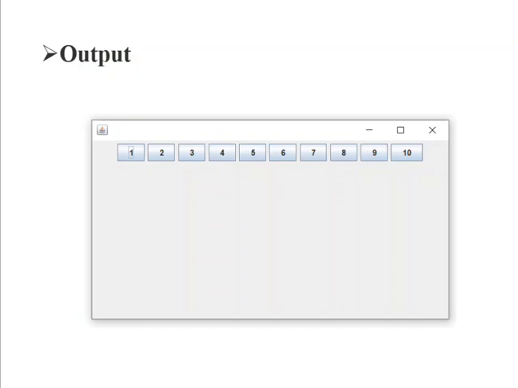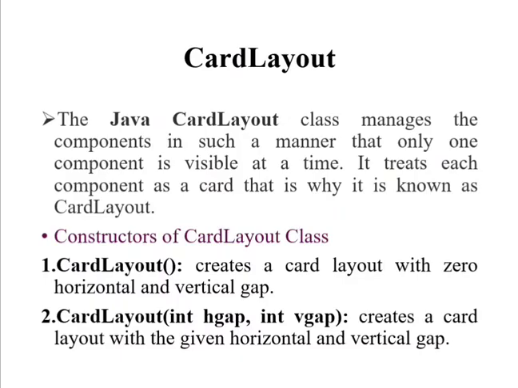Next are the commonly used methods for the CardLayout class. The first one is public void next(Container parent), which is used to flip to the next card of the given container. Public void previous(Container parent) is used to flip to the previous card of the given container. Next one is public void first(Container parent), used to flip to the first card of the given container. Public void last(Container parent) is used to flip to the last card of the given container. Public void show(Container parent, String name) is used to flip to the specified card with the given name. These are the commonly used methods for the CardLayout class.